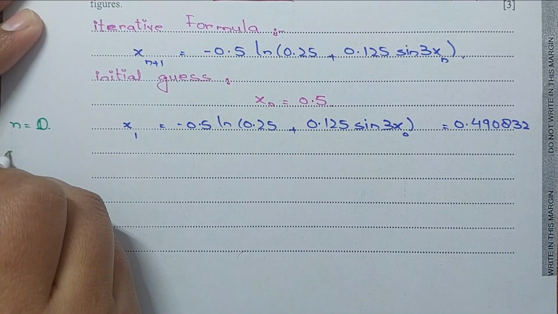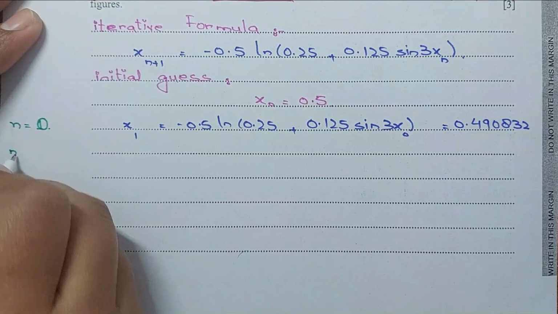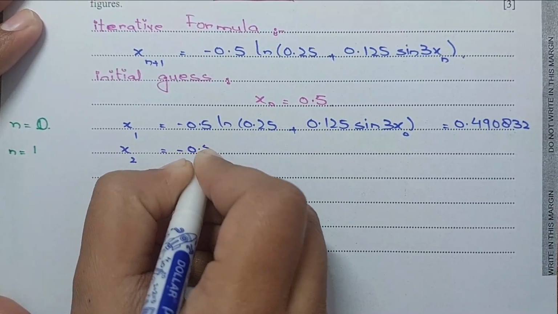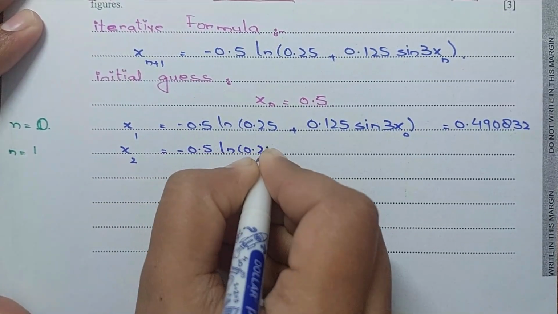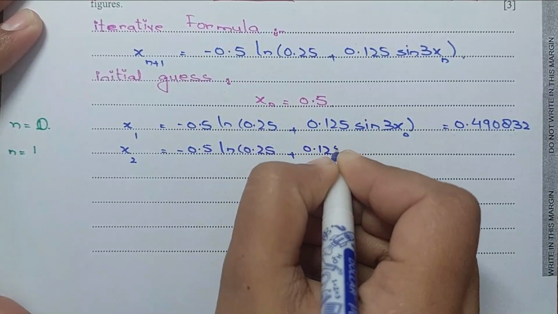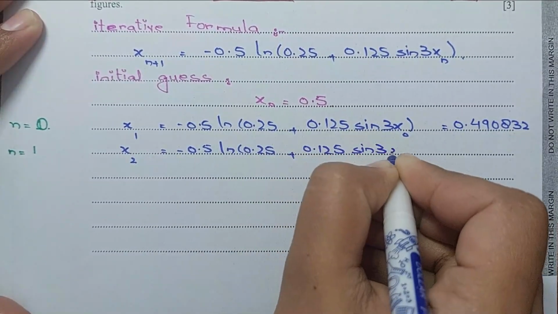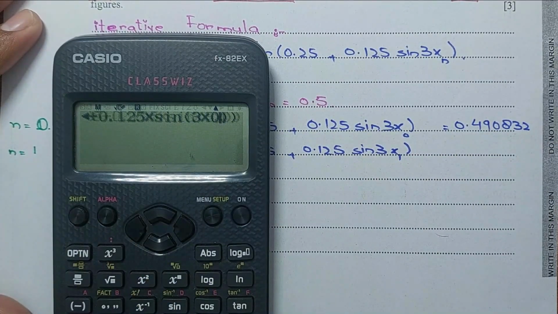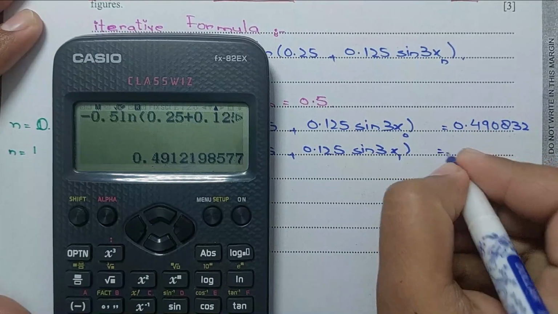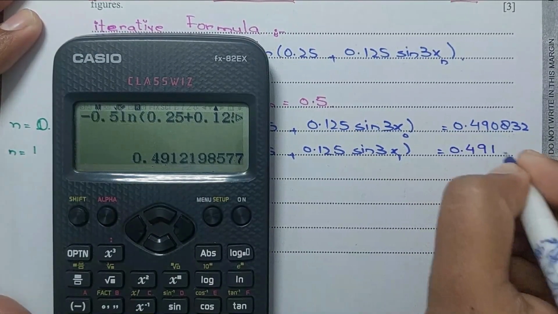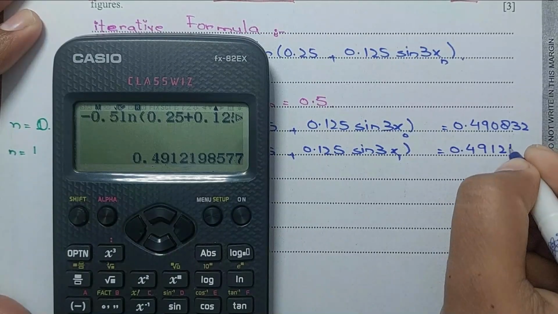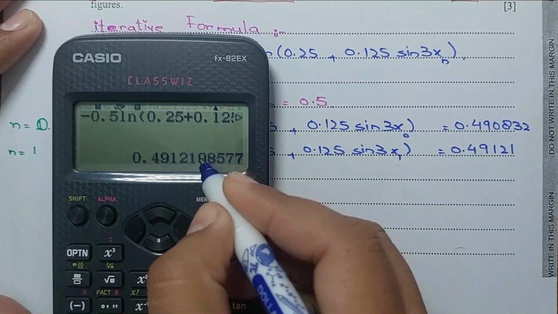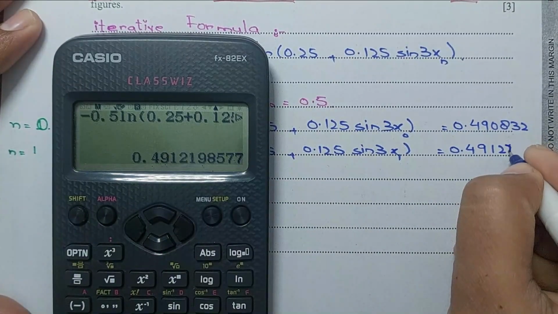Now for the next iteration, when n equals 1, x 1 plus 1 is x2, which is negative 0.5 natural log of 0.25 plus 0.125 sine 3x1. This is your x1. So we take the sine of the answer, and to 6 significant figures it is 0.491219. 1 2 3 4 5 6. This is 6 significant figures, and the next digit is 8, so 219 rounds to 220, giving 0.491220.